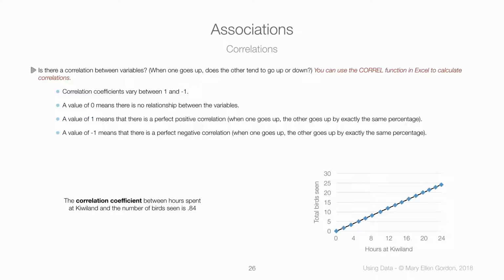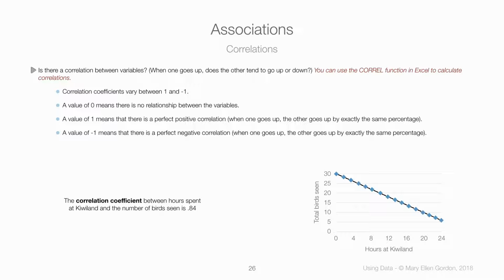A value of 1 means that there's a perfect positive correlation, which in turn means that when one goes up, the other goes up by exactly the same percentage. So here we'd expect everybody to be lined up in a perfect line trending upward this way.